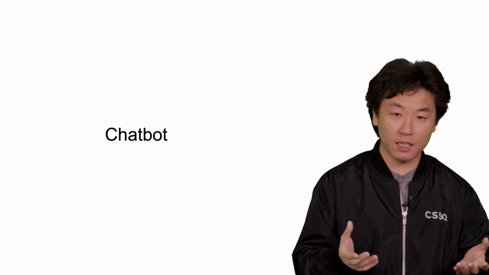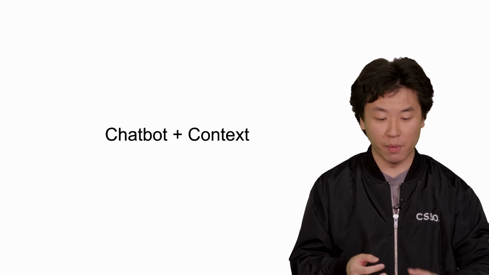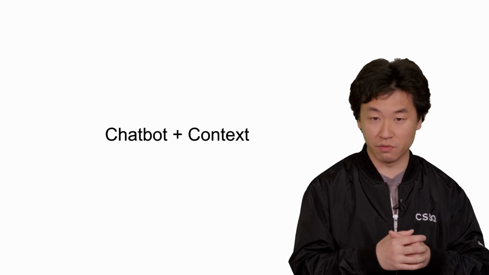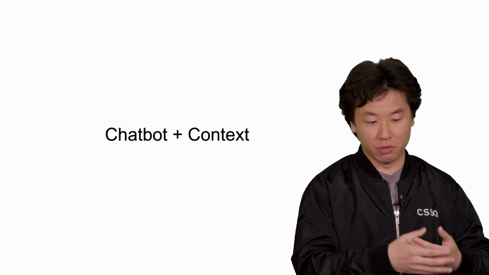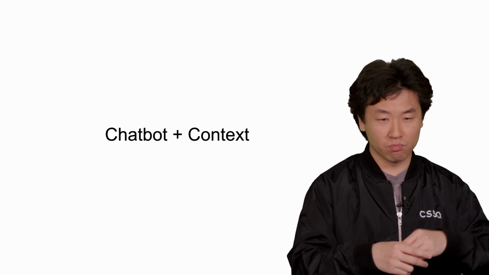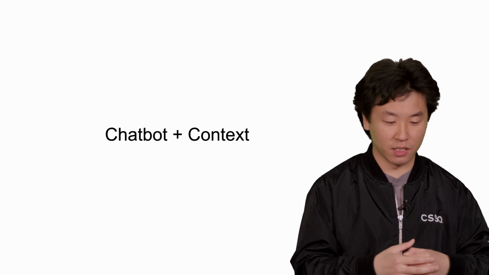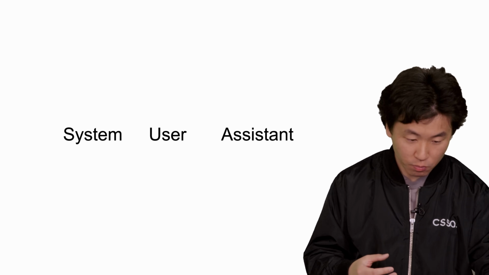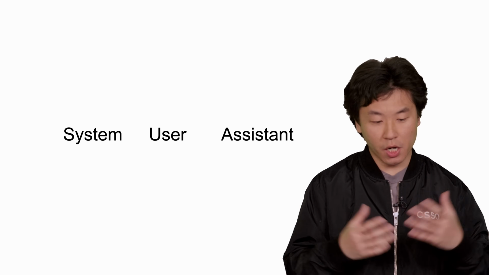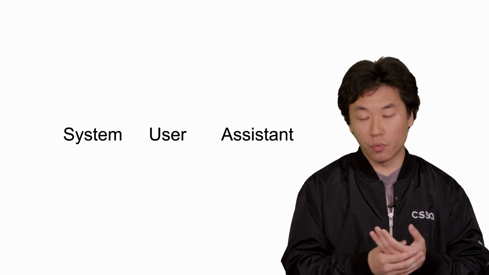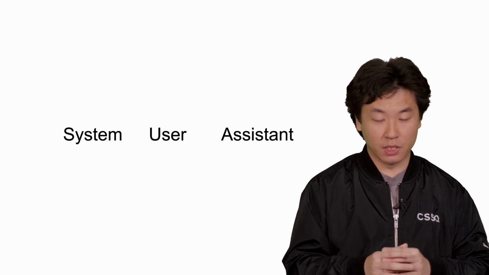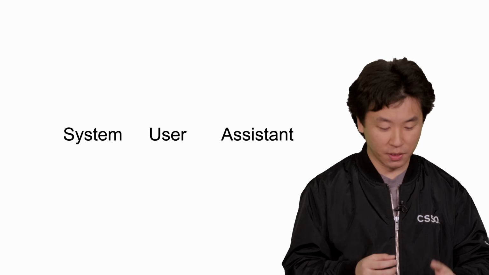And the CS50 duck is essentially a chatbot, but it's a chatbot with context. It knows about CS50. It knows what answer makes more sense to the student rather than giving a totally unrelated answer unrelated to CS50. And when we talk about the LLM system, there are three roles we really need to pay attention to. They are called the system, user, and assistant.